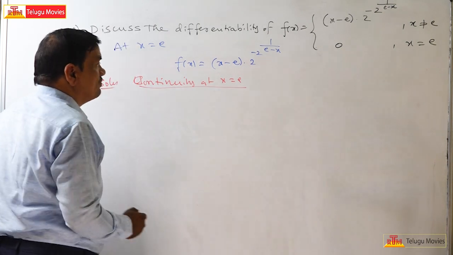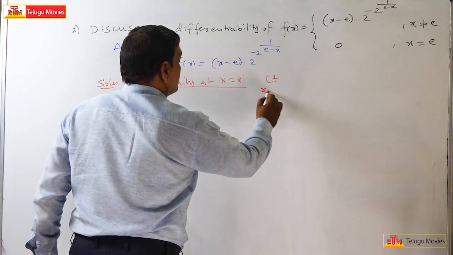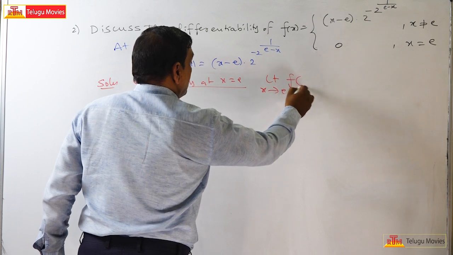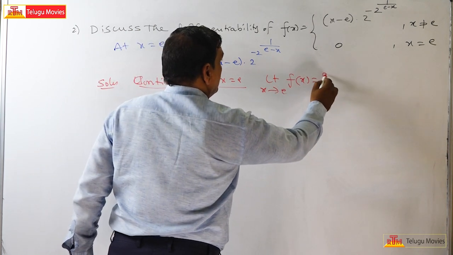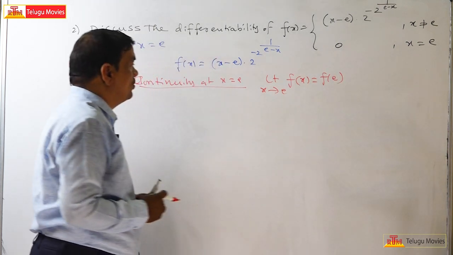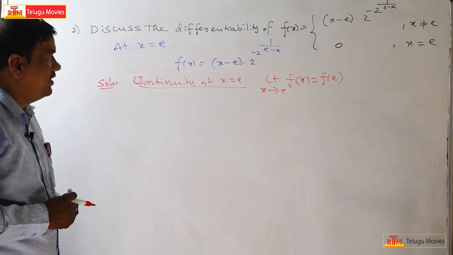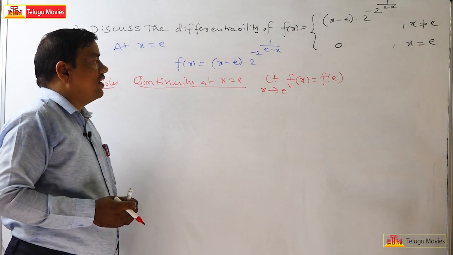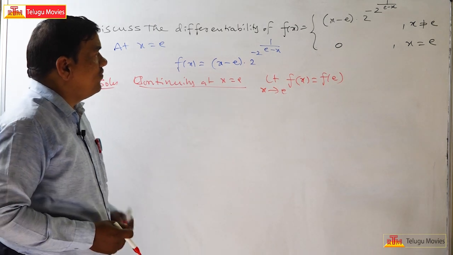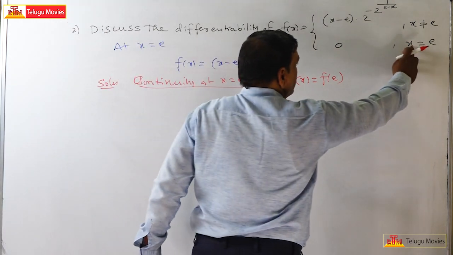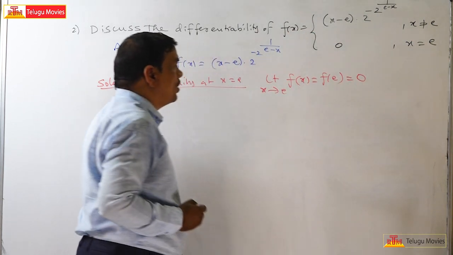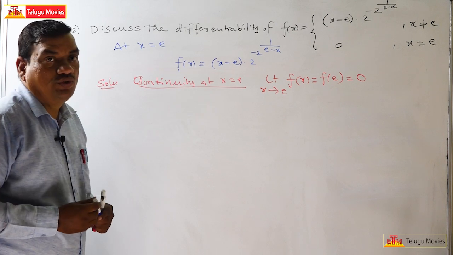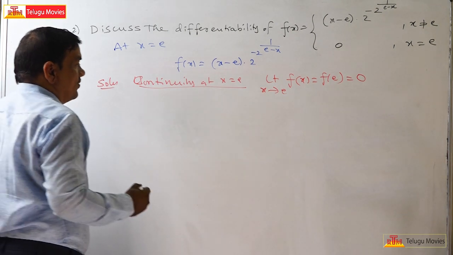So what do we have to prove? Limit as x tends to e, f of x is equal to f of e. That we have to check. f of e is how much? Here x is equal to e, so f of e is equal to 0, you have to get. Limit x tends to e, f of x is equal to f of e.